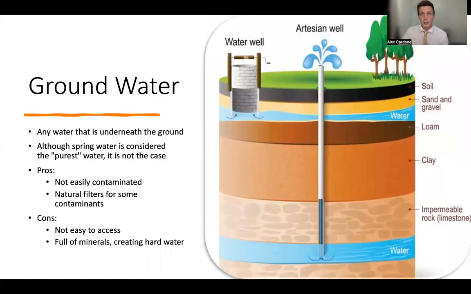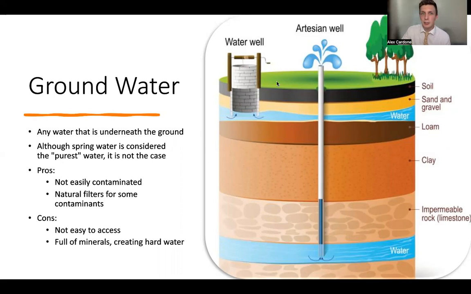Next, groundwater. Okay, groundwater. Groundwater is any water that is underneath the ground. Very intuitive wording for this. Although spring water is considered the purest water, it's not always the case. It's more common that groundwater is going to be cleaner. It's not as easily contaminated. It also contains natural filtering mechanisms just above it.